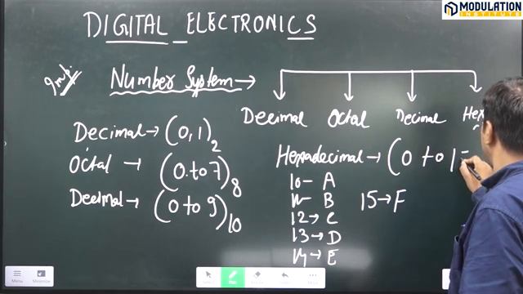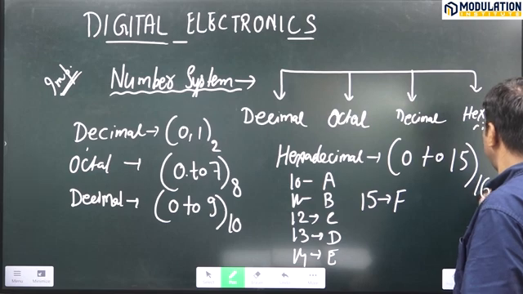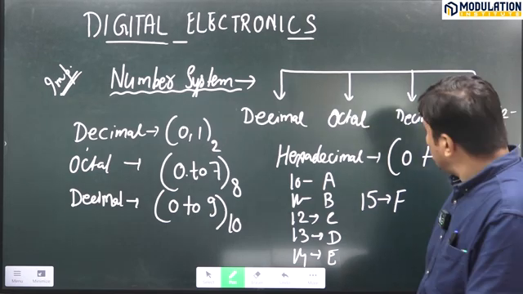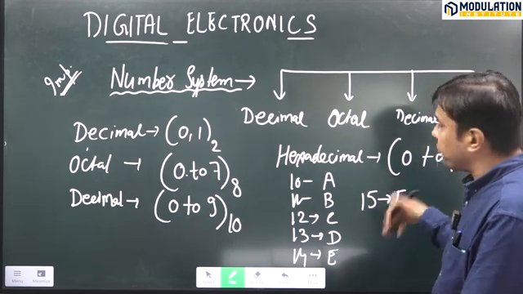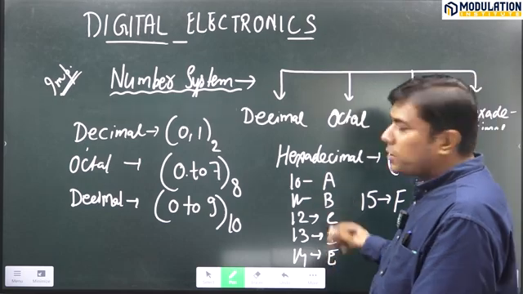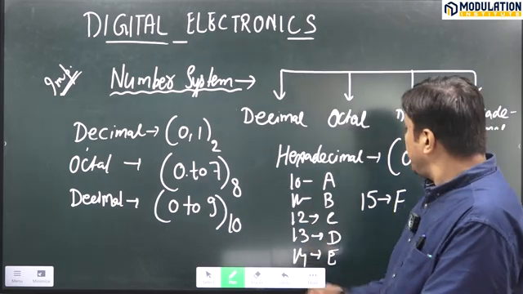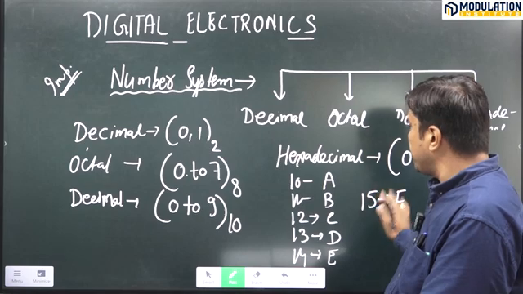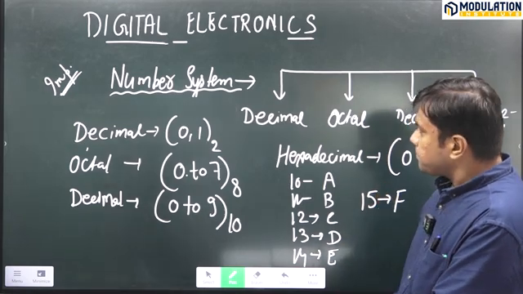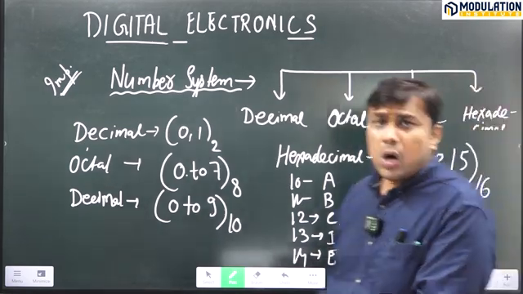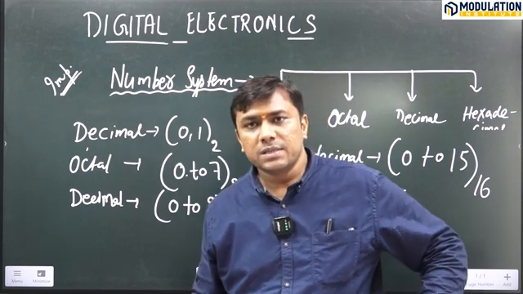0 to 15 will come, but 0 to 9 will remain as it is, but after 9, from 10 to 15, it will be converted into A, B, C, D, E and F. So this is all about the number system.